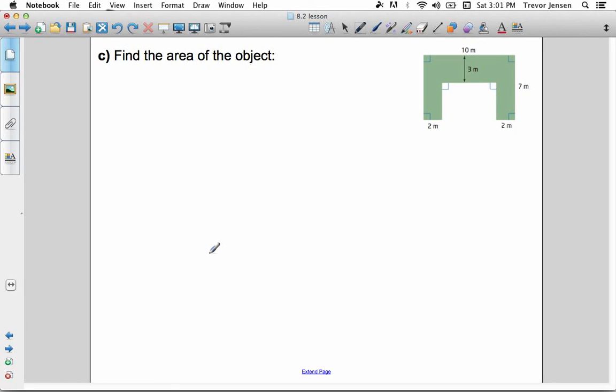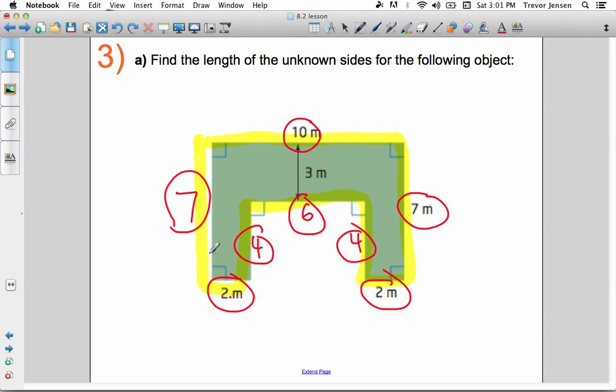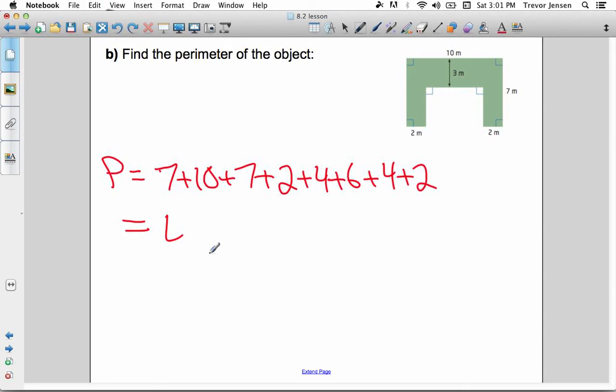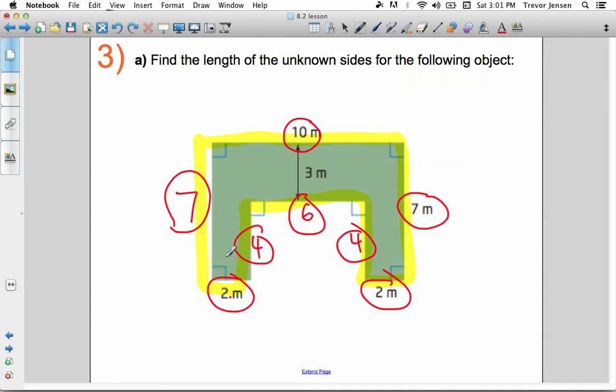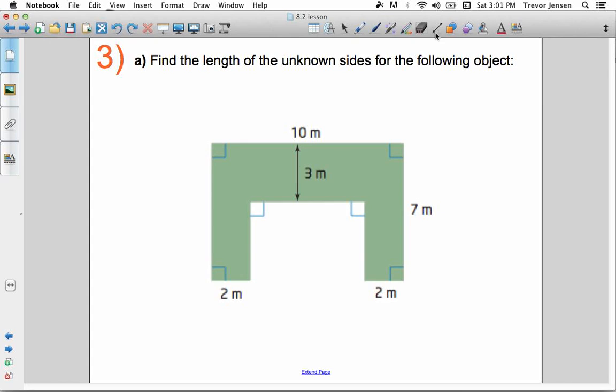Part C says find the area of the object. Okay, there's a couple ways I could find the area of this object. 42, this was 42 meters. Sorry, I didn't mean to erase that. Okay, there's a couple ways I could find the area of this object. I'm just going to erase all of this stuff.